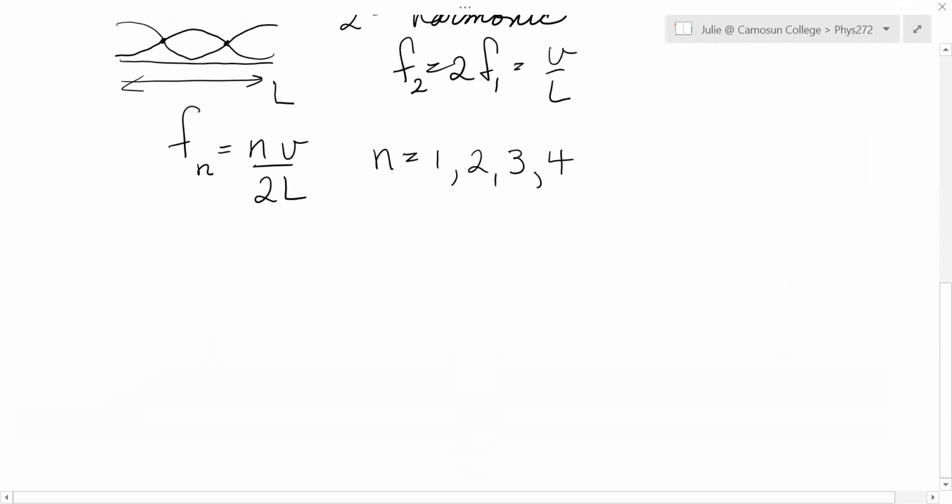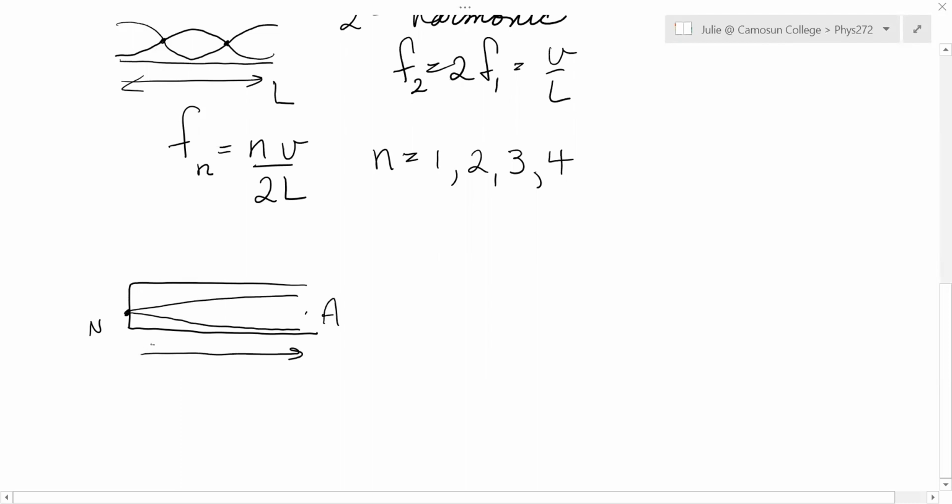Now with an open-closed pipe, it's a little bit different. Because you have one end an antinode and the other a node, the fundamental, the longest possible wavelength you can get, looks like that. So here's the node, and here's the antinode. And you can see that that's only a quarter of a wave. And so the fundamental frequency here is v over 4L, because the first wavelength is 4 times the length of the pipe. In other words, the length of the pipe is a quarter of a wave.